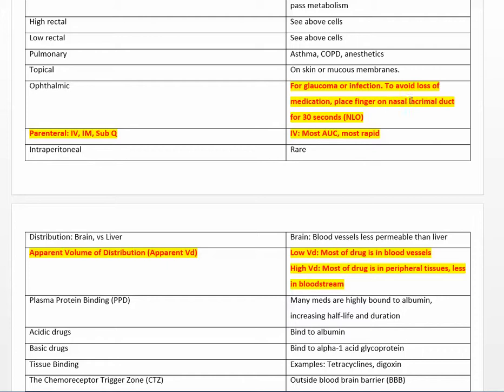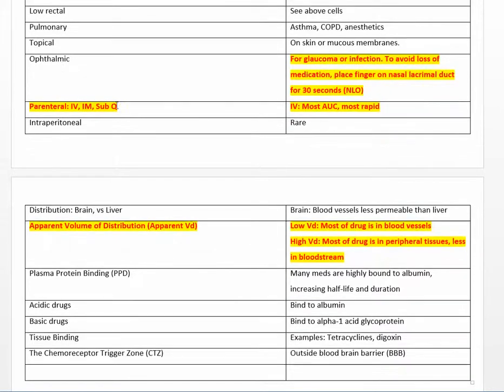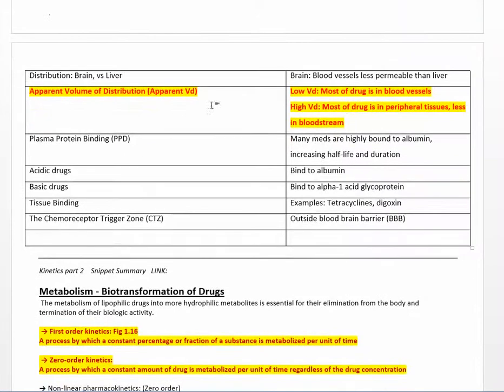Glaucoma or infection, eye drops, nasolacrimal occlusion, finger on the inside of the bridge of the nose to stop the drain of the eye drop into the back of the tongue. Parenteral, IV, sub-Q. IV is the most rapid, most area under the curve.